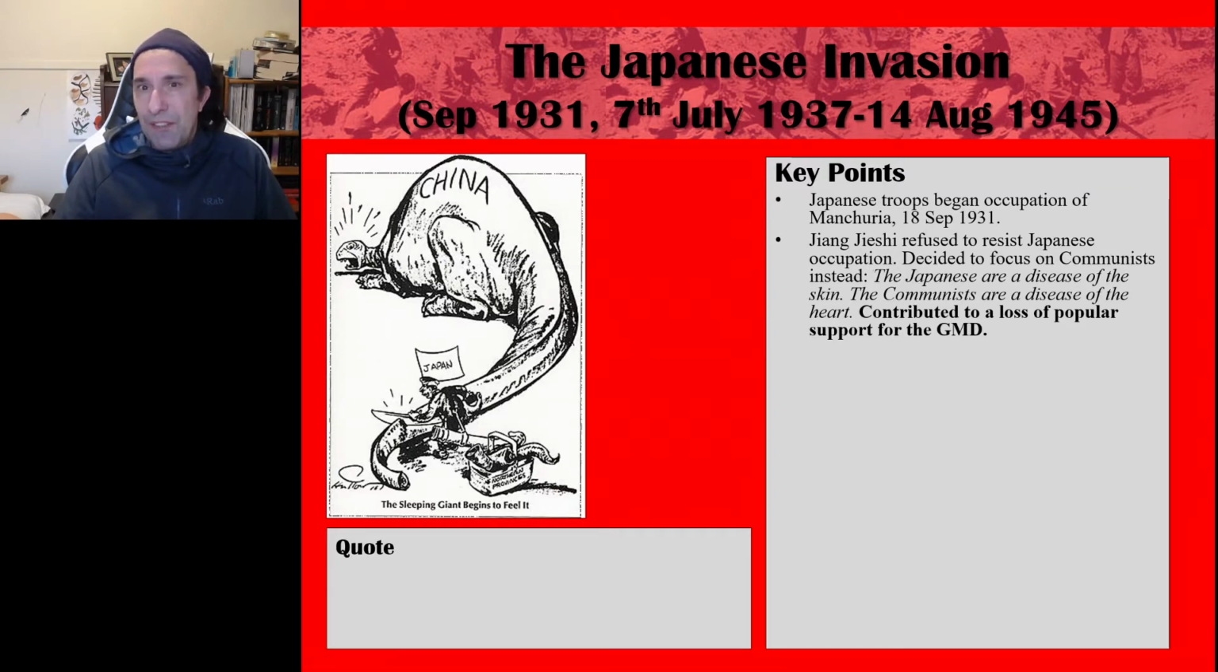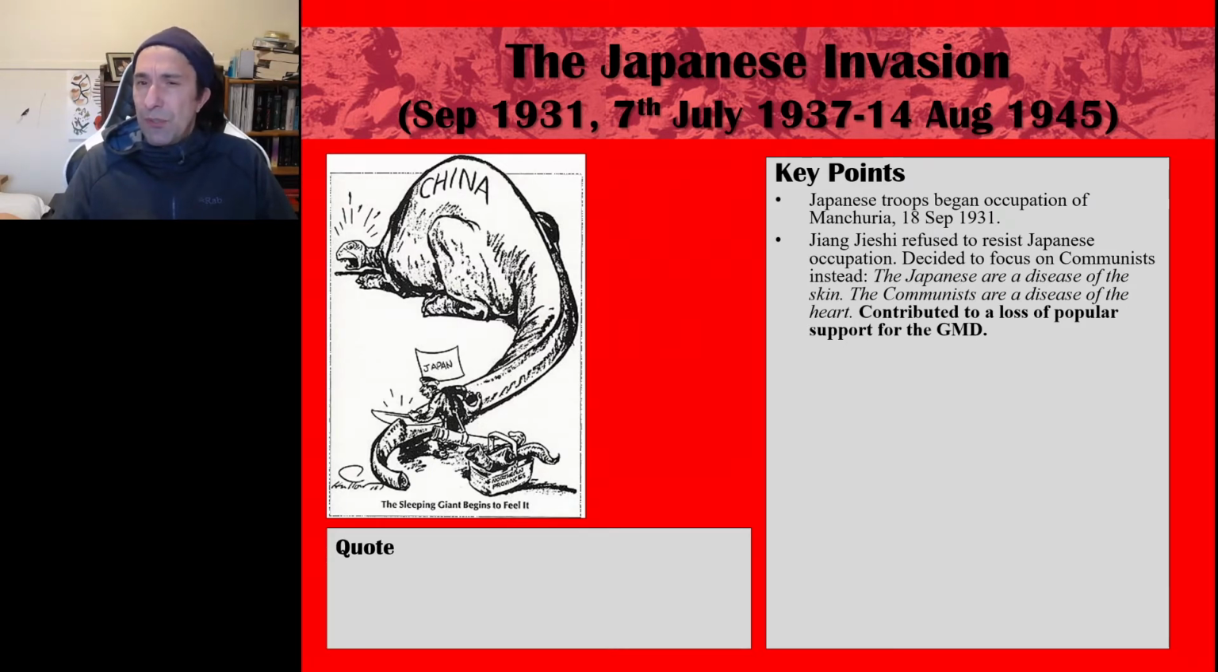And the term he coined about prioritising, in his mind, the threat posed by the CCP compared to the Japanese was this one here, a very, very famous quote: "The Japanese are a disease of the skin, the communists are a disease of the heart." What he is saying there is that the Japanese, all right, they're a disease of the skin, that's pretty bad, but the disease of the heart is a lot worse and can lead to death. I.e., the communists are more of a threat to China's body than a disease of the skin, which the Japanese were.